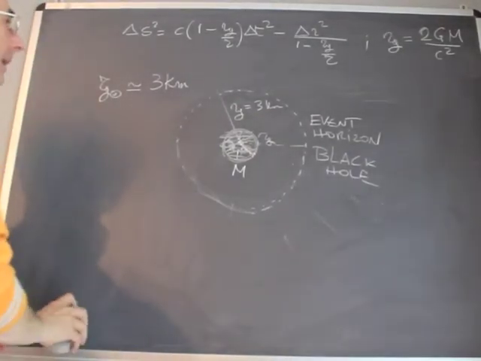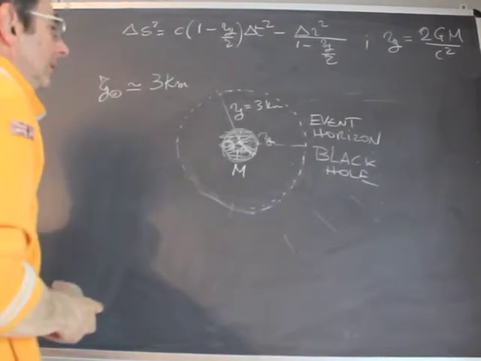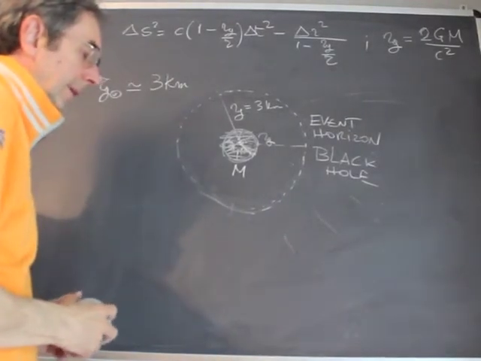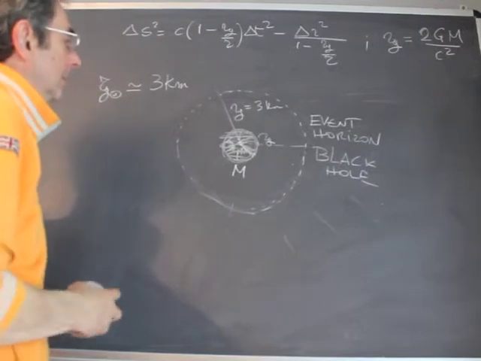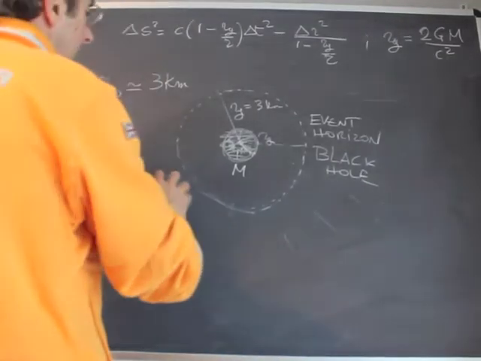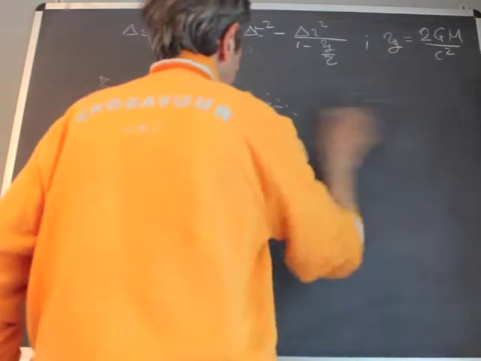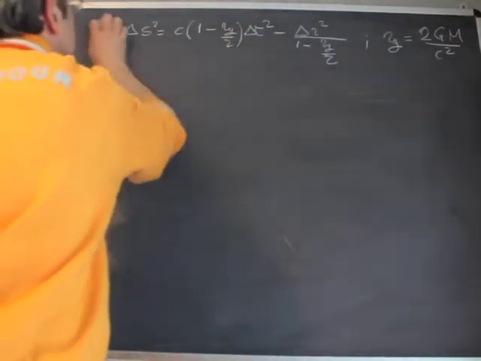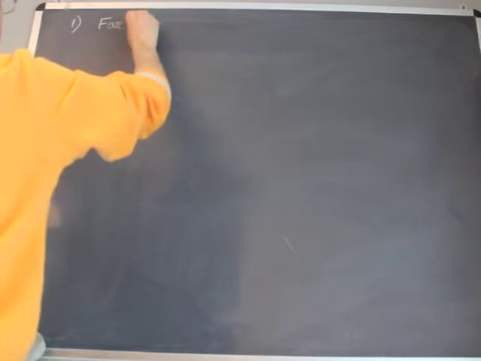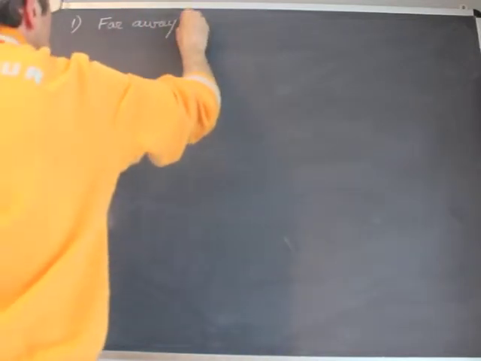Okay, let's start to consider different frames to study black holes. We have already seen in detail two of them. The first one is the so-called faraway observer frame.